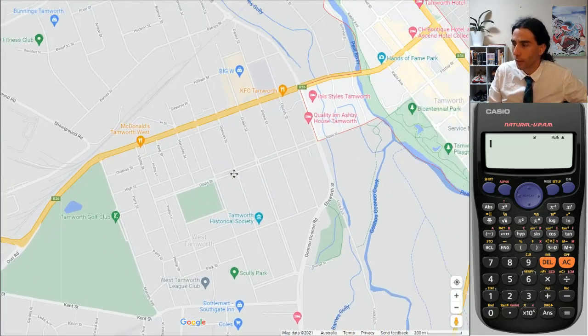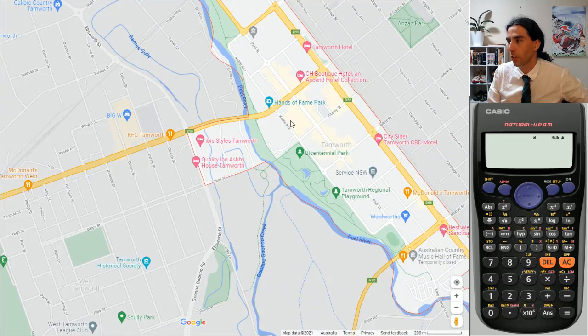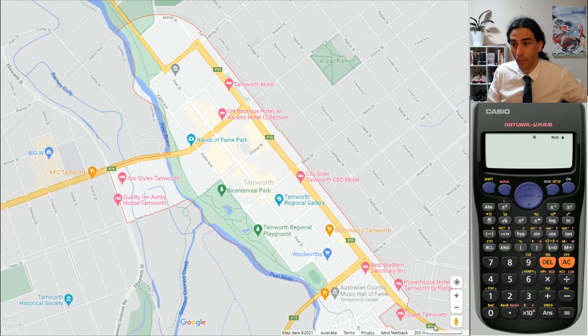So here we go. This little bit of scale can help you out just to understand what you're looking at here. So when you look at the main street, 200 meters there. So between each road there, about 200 meters from intersection to intersection going down there. All right, so that's Google Maps.